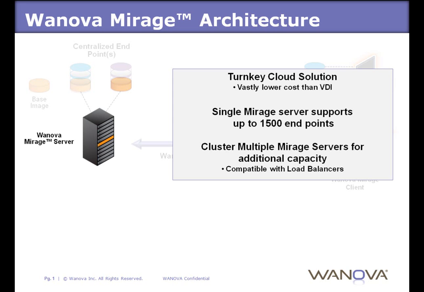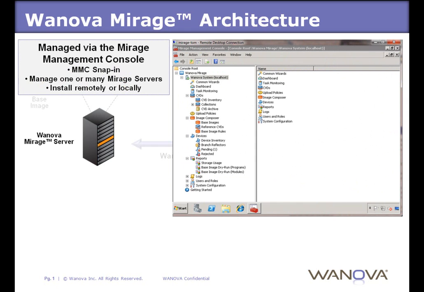And if you need more than 1,500 endpoints supported in a Mirage deployment, you can cluster Mirage servers together and put them behind a load balancer for increased capacity. Now, in terms of managing your Mirage server, the way you do that is via the Mirage Management Console, which is really just an MMC snap-in. You can use it to manage one or many Mirage servers, so you've got that one pane of glass thing going on, and you can install it locally on the Mirage server, or you can install it remotely. You could install it on your Windows 7 laptop as an IT administrator, for example.